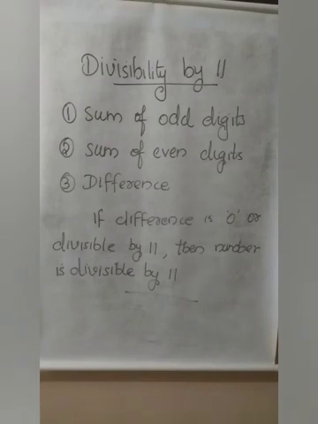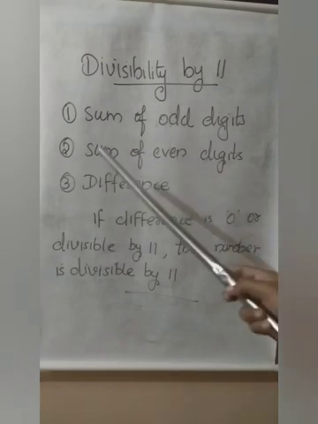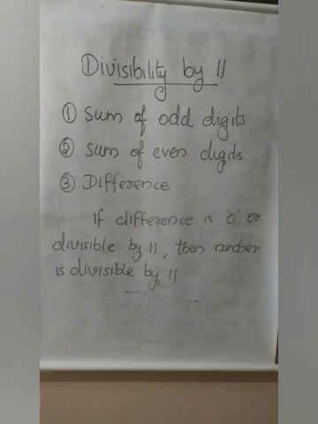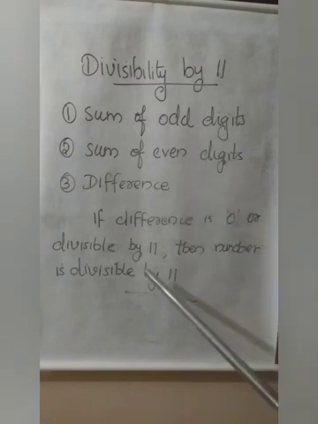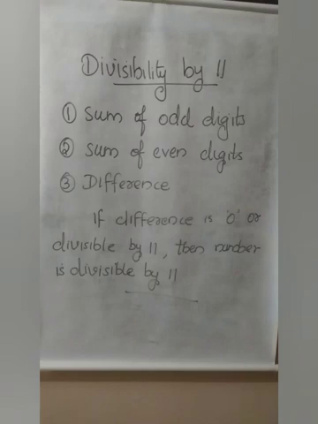So, the divisibility rule I am writing as steps here. The first step is to find the sum of the odd digits. The second step is to find the sum of the even digits. Then you have two sums, and you find the difference. What do I mean by difference? Subtracting the two sums you got. If the answer after the subtraction is either 0 or a multiple of 11, then you can say it is divisible by 11.